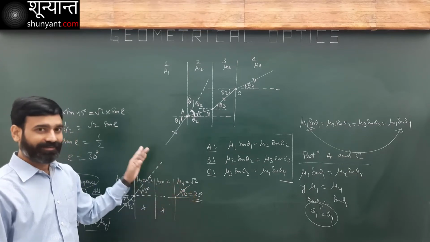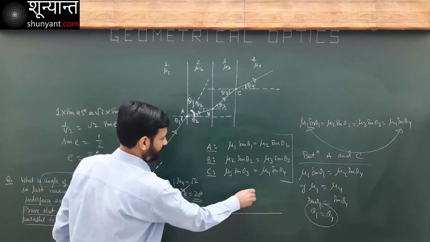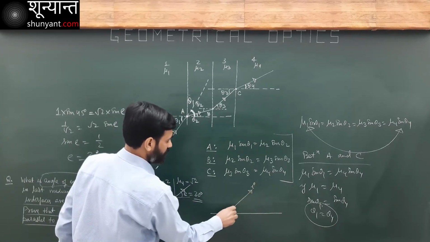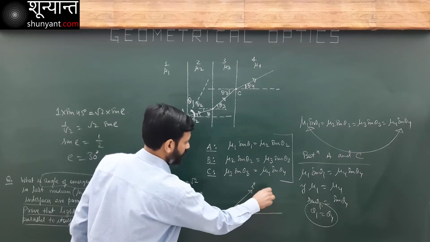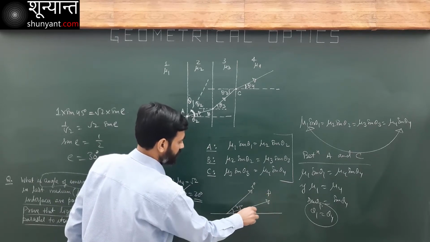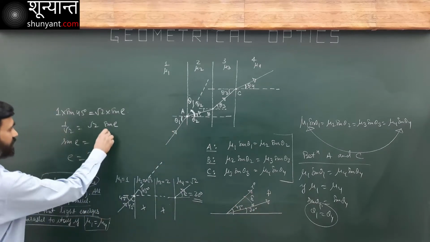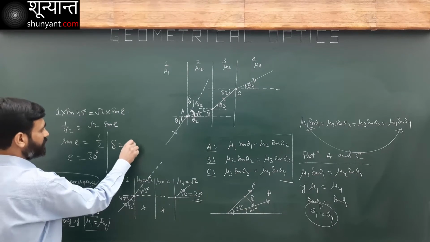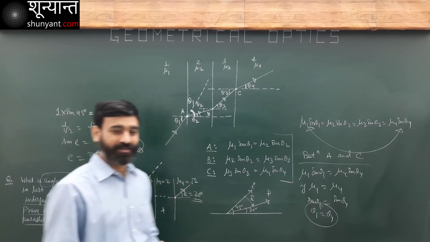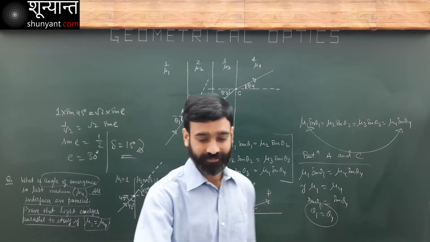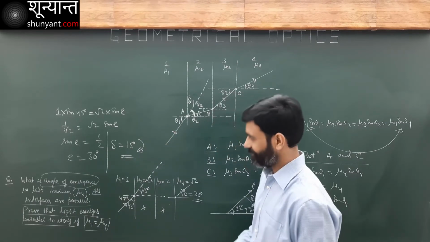So I have this direction. This is the initial direction. Initially, it is making 45 degrees, and finally, it is making 30 degrees. So what is the deviation? Deviation is 15 degrees clockwise. Okay? Got it?